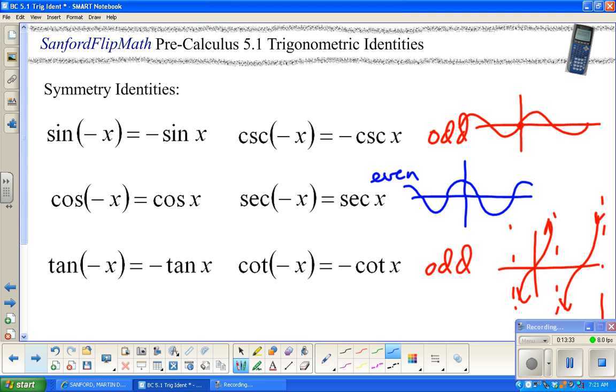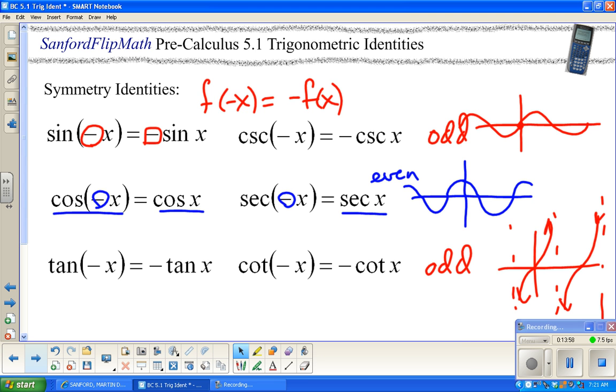So that being said, if you see a negative sign inside cosine, you can ignore it like it wasn't there. And similarly for its reciprocal. Okay, but for cosecant and sine and tangent and cotangent, if there's a negative on the inside, it's like there was a negative on the outside instead. Okay, this all goes to the f of negative x equals negative f of x. This is back from chapter 1. And this one is the f of negative x equals just plain f of x.